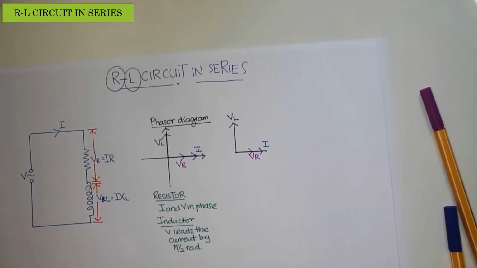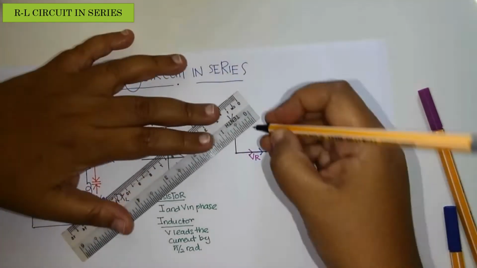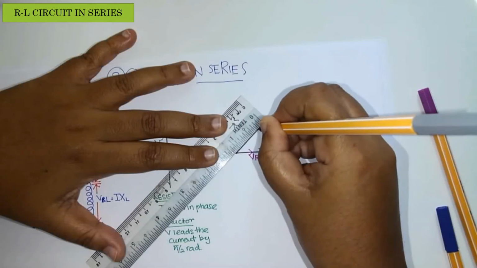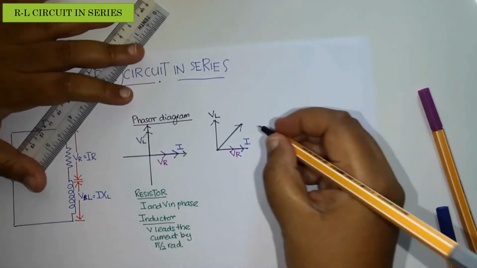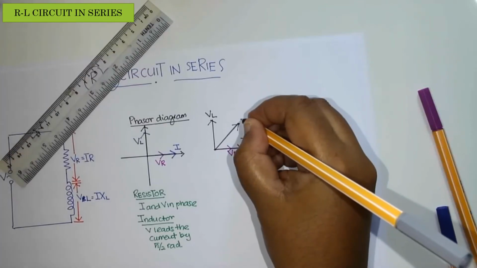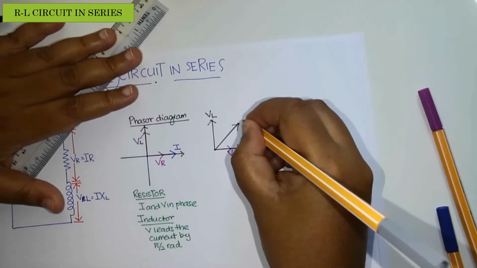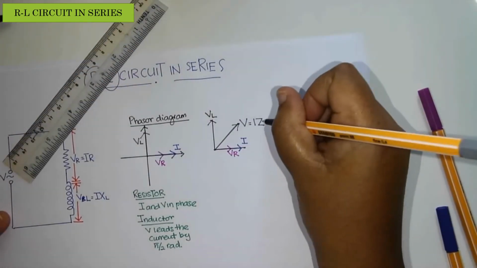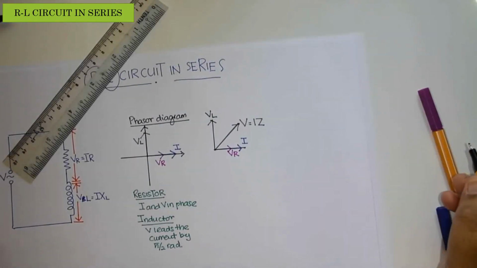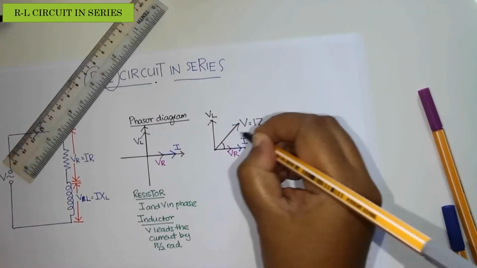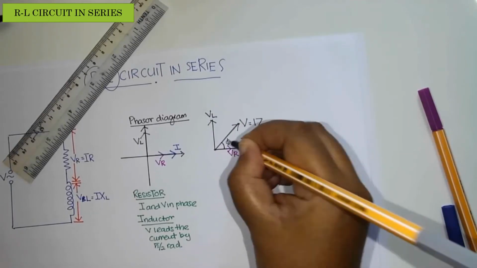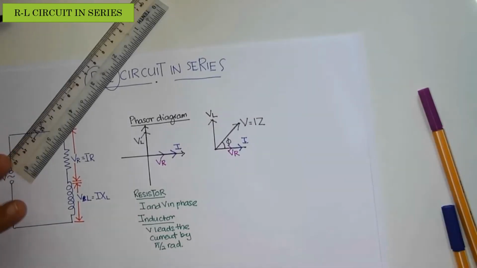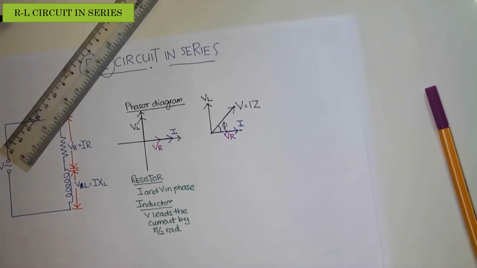We want to find the total opposition, so the impedance will be in this direction, total opposition, where V equals IZ. V is the voltage supply, Z is the total opposition. So there must be a phase difference between the V and the I, which we just put here. This is the phasor diagram. We know the direction already. Now we want to find the magnitude. So how do we do that?